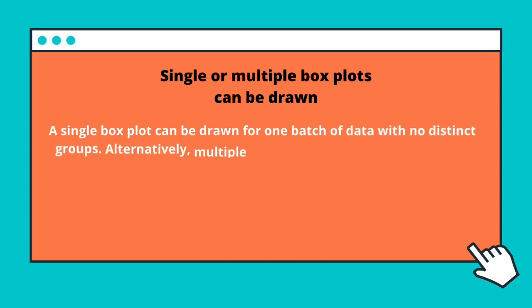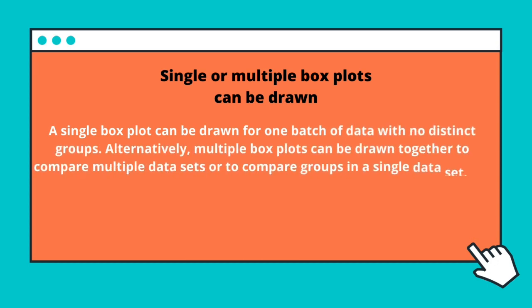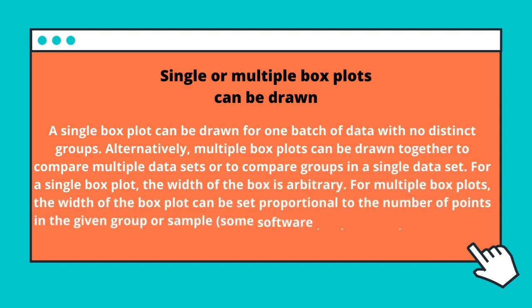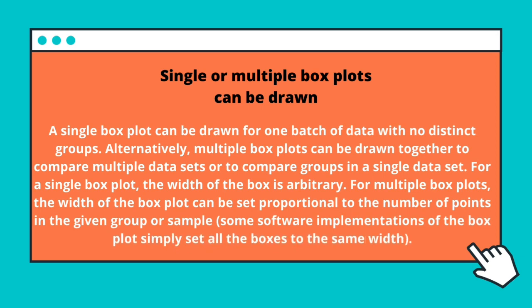Single or multiple box plots can be drawn. A single box plot can be drawn for one batch of data with no distinct groups. Alternatively, multiple box plots can be drawn together to compare multiple data sets or to compare groups in a single data set. For a single box plot, the width of the box is arbitrary. For multiple box plots, the width of the box plot can be set proportional to the number of points in the given groups or sample. Some software implementations of the box plot simply set all the boxes to the same width.